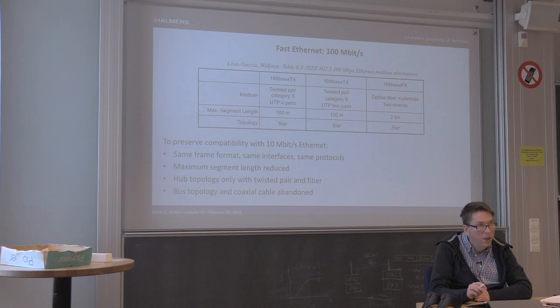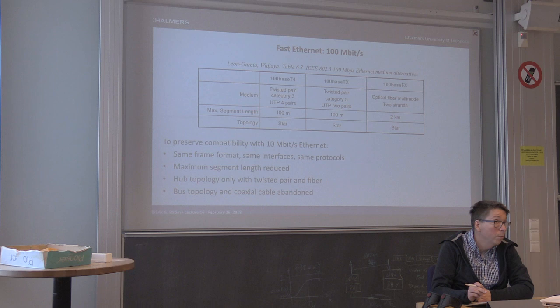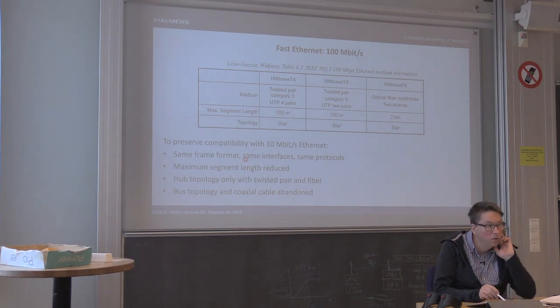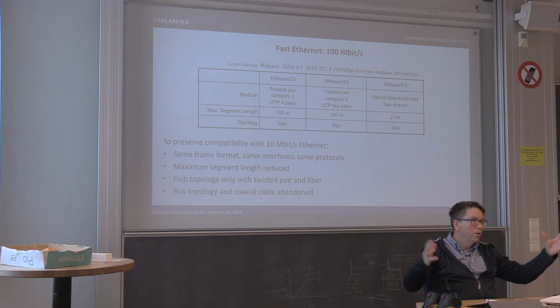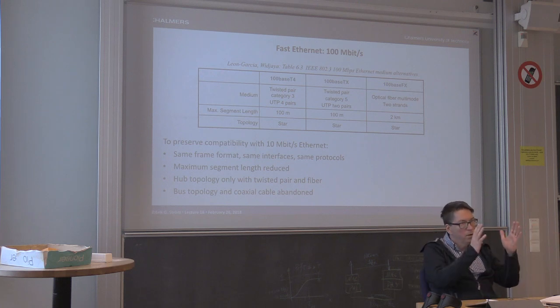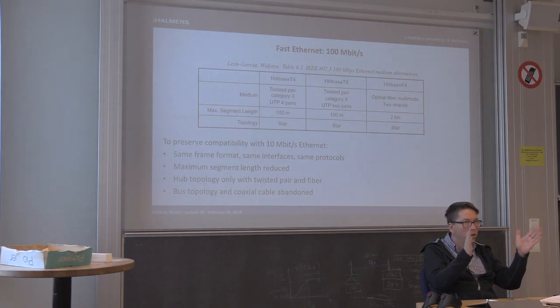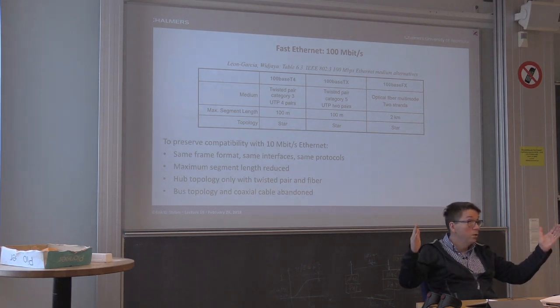So from 10 megabits, there was 100 megabit Ethernet. I won't talk much about this, but basically it's the same frame format, same basic interfaces and same protocols. Now, there was a question about this. The minimum frame size was 64 bytes when we had 10 megabits. So what happens if we go and 10 times the data rate? Then we need to increase the minimum frame to 10 times, 640 bytes. Okay, so that's one solution.